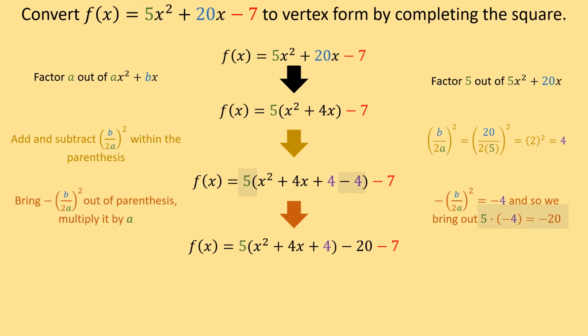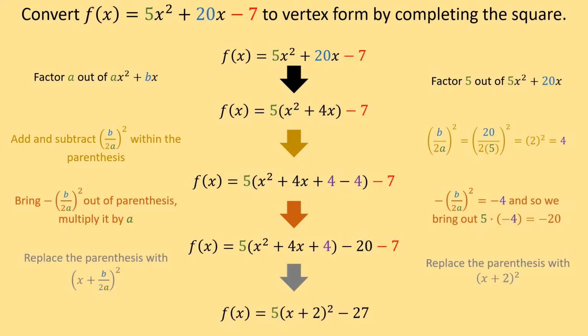So 5 times negative 4 is negative 20, which gives us negative 20 on the outside. And finally, we're going to replace x squared plus 4x plus 4 with x plus 2 squared. In other words, that 4 value that we added from above completes the square and allows us to factor this specific form. And so the vertex form of our function is 5 times x plus 2 squared minus 27, where the minus 27 came from combining negative 20 and negative 7 from the previous step.